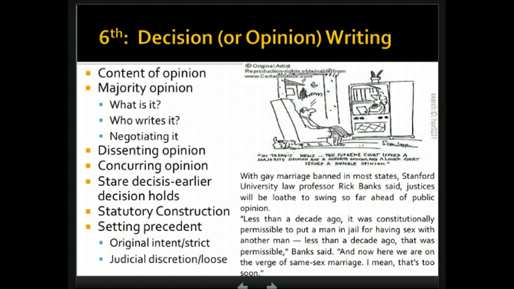This is where the original strict or judicial discretion or loose interpretation of the Constitution comes into play. If a justice sets precedent through original intent, they're going to interpret the Constitution word for word. If the justice set precedent with loose constructionist ideas, they're going to apply the framers' view to modern issues. It is key at this point that you understand the vast majority of cases that the court settles are settled on the principle of stare decisis, meaning that an earlier decision should hold.